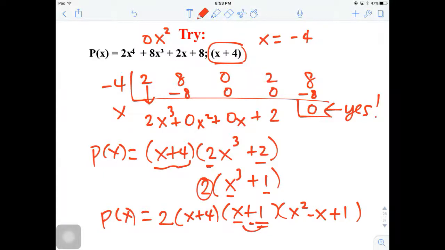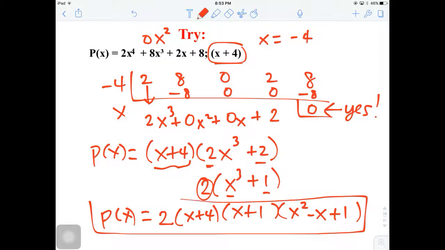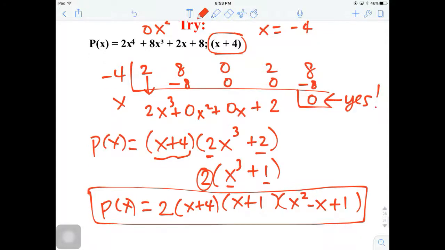And just double checking, we have x squared plus 1, that's x to the 4th together. So everything should be there. And this is the complete list of factors for this polynomial function given. And that's the end of the problem.